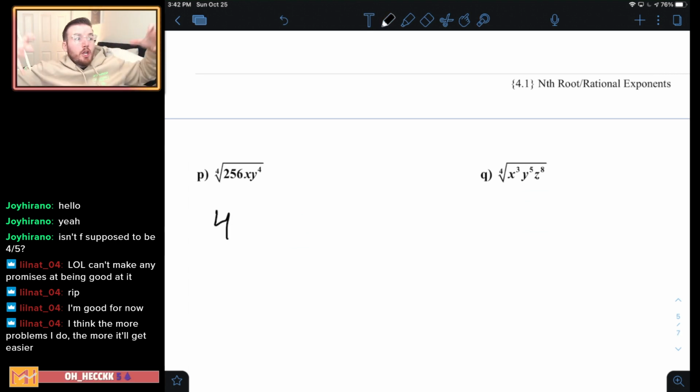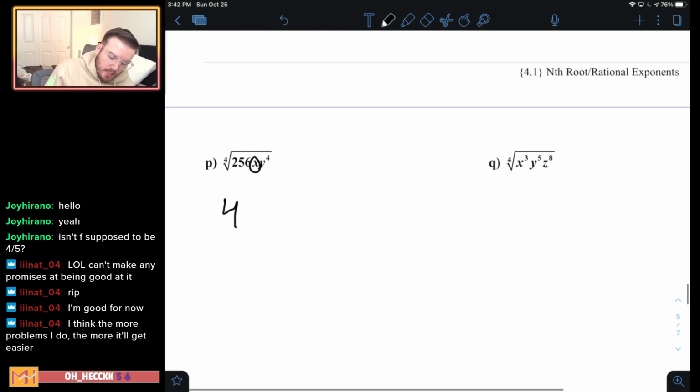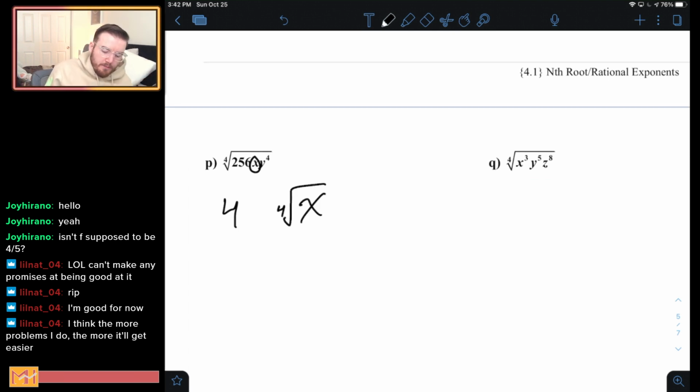And again, I'm thinking like groups of 4. I'm dividing by 4. Will it come out clean? Can I take in groups of 4? So there's 4 times 4 times 4 times 4. There's 4 4s. That makes 256. So I can yank that out. The 4th root of 256 is 4. I have a single x. I don't have enough x's to yank anything out, so that's going to stay under the root. And then 4 divided by 4 is 1. So a single y comes out.